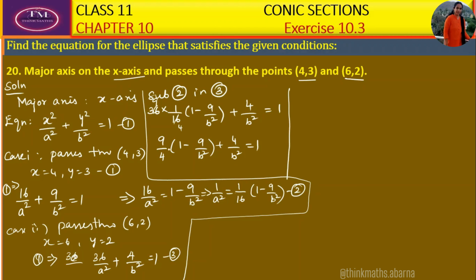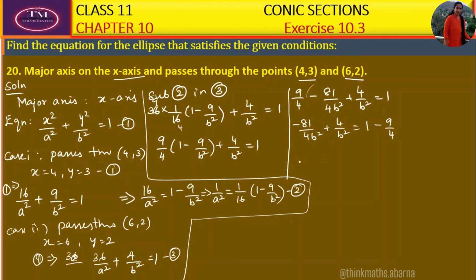So multiplying by 9 by 4, 9 by 4 into 1 is 9 by 4 minus 9 nines are 81 divided by 4b square plus 4 by b square equal to 1. So collecting the b square term, we have minus 81 by 4b square plus 4 by b square equal to 1. Thus 9 by 4, when it goes here, it becomes minus 9 by 4.